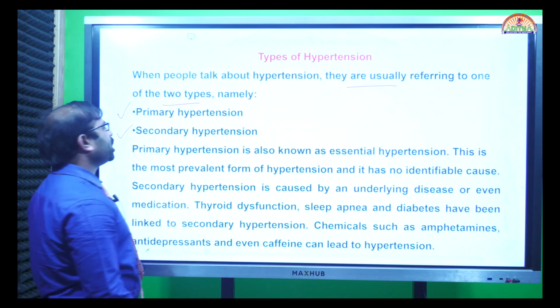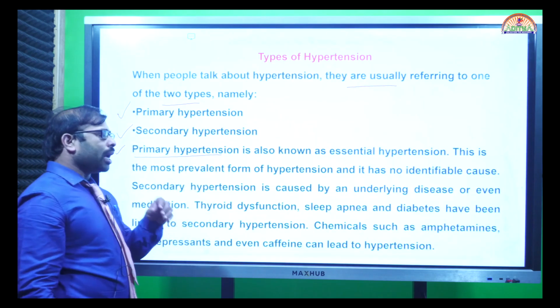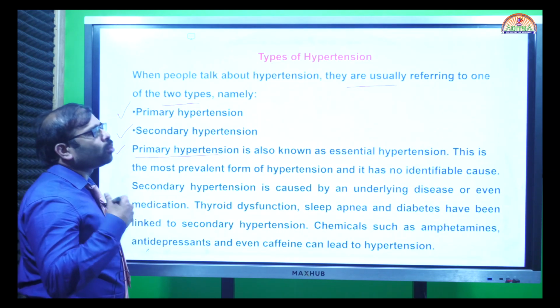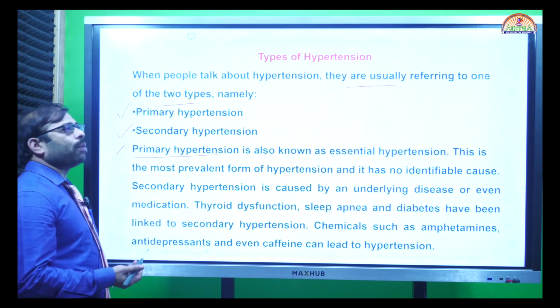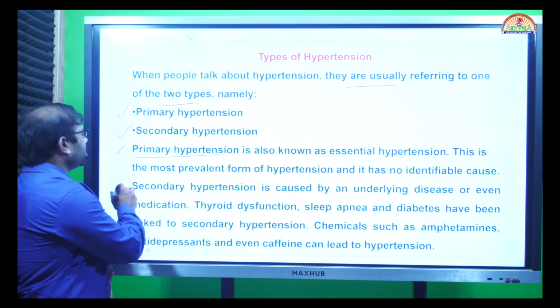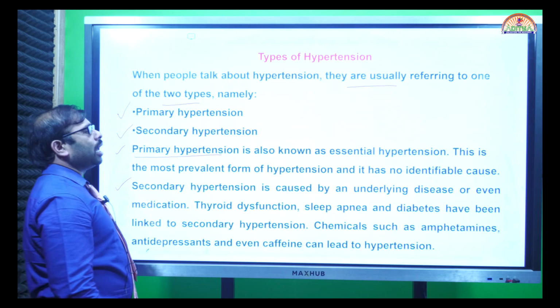Now, what is primary hypertension? Primary hypertension is also known as essential hypertension, and this is the most common form of hypertension. Most people experience this kind of hypertension, but we don't know the exact cause of primary hypertension till now. And secondary hypertension is caused by an underlying disease.